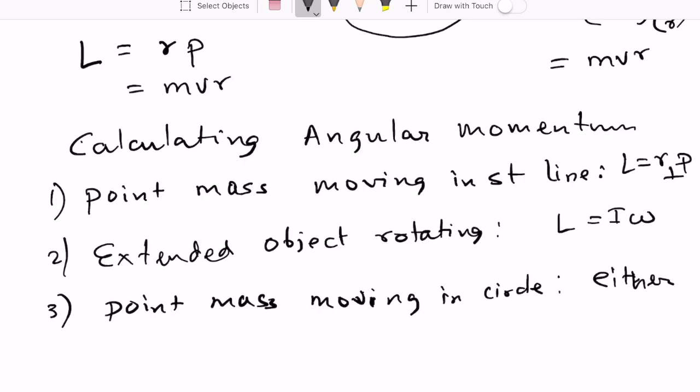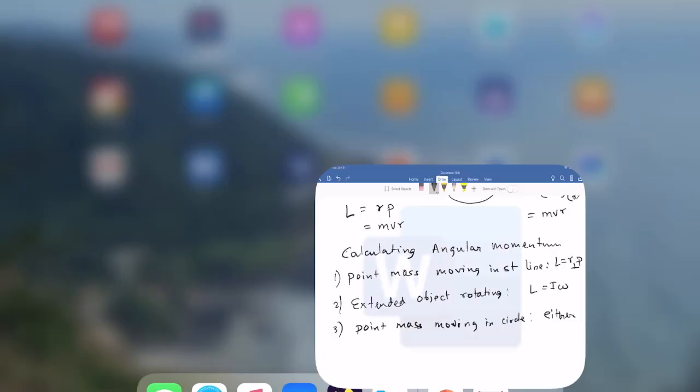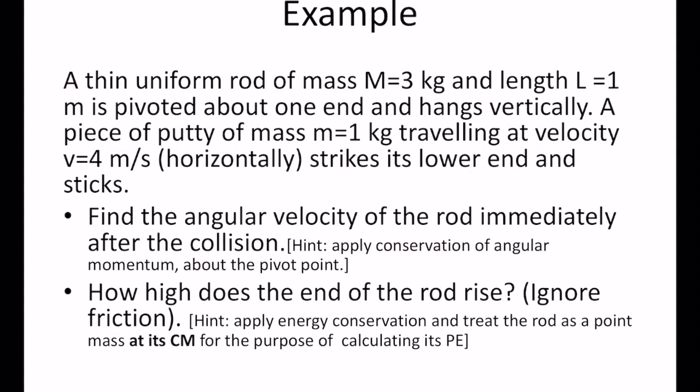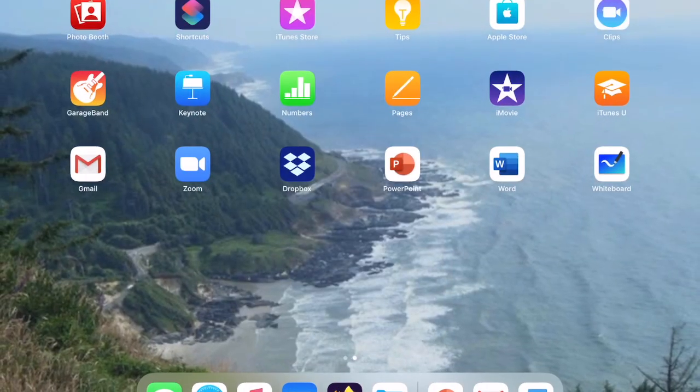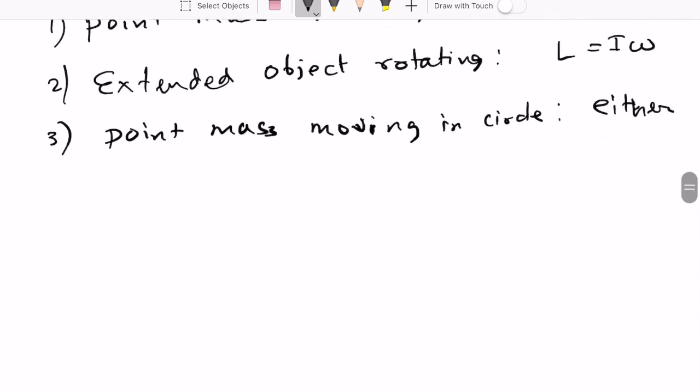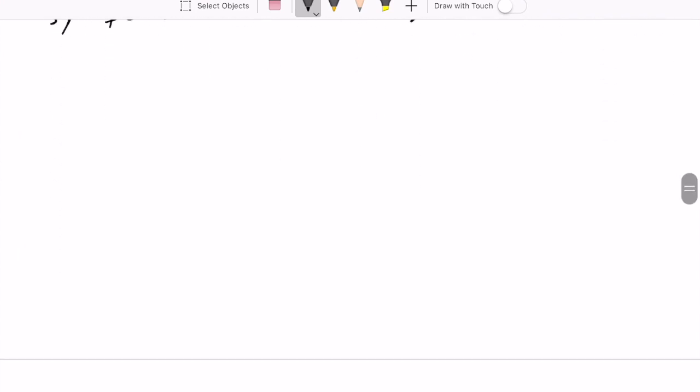Okay, so let's look at an example from the PowerPoint. This one. So I'll let you read this problem for a moment. Feel free to pause the video, and then let's think about this problem. So in this problem, what's happening is you have a rod which is pivoted around one end and it's hanging vertically. The length of the rod is L and the mass of the rod is M.